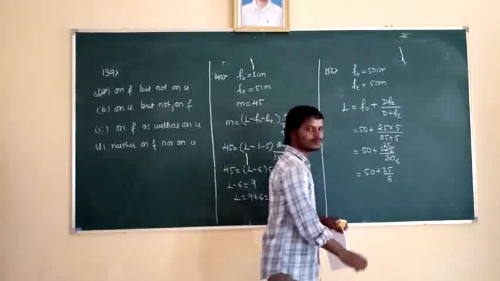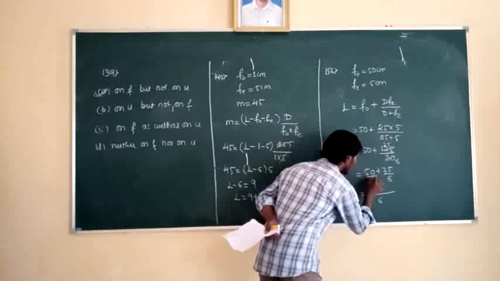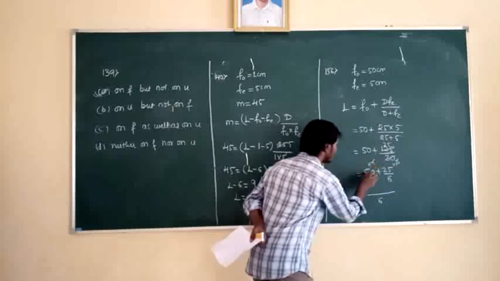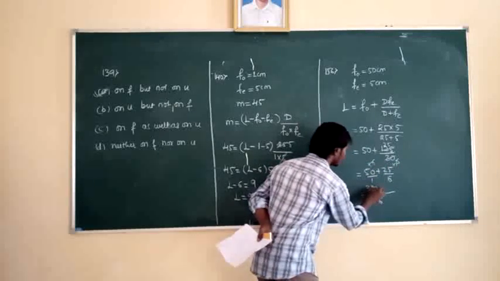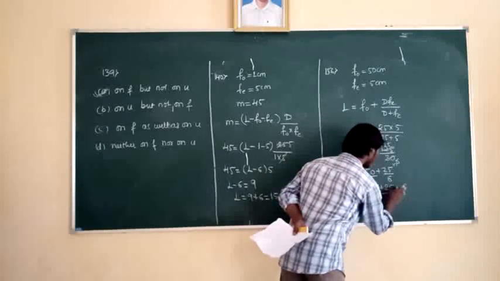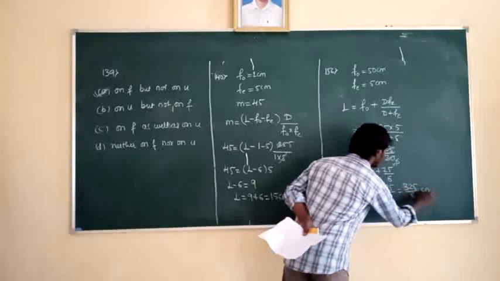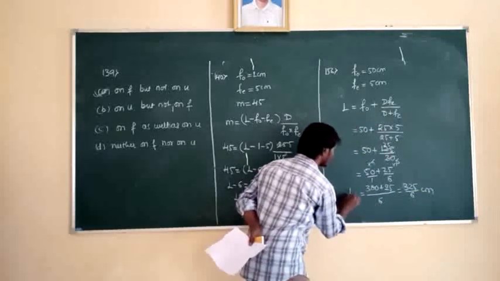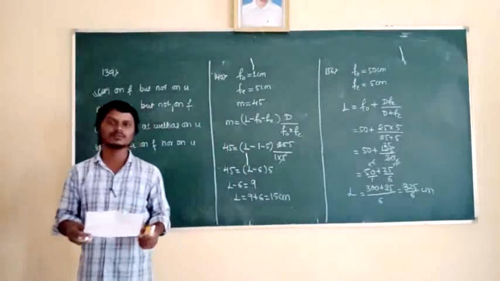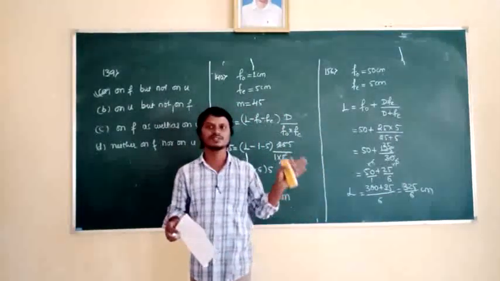Take 6 as LCM. Then 6 into 50 is 300, plus 25 is 325, divided by 6 centimeter. It is the length of the telescope. That is the answer. There are so many problems related to the length of the compound microscope and the length of the telescope. You have to solve them by using these two formulas.